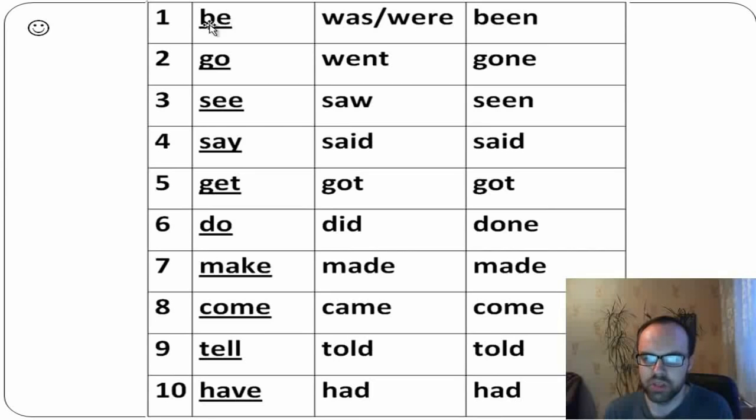So you see: be, was, were, been; go, went, gone; see, saw, seen; say, said; get, got; do, did, done; make, made; come, came, come; tell, told; have, had.